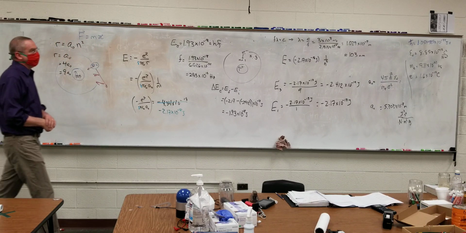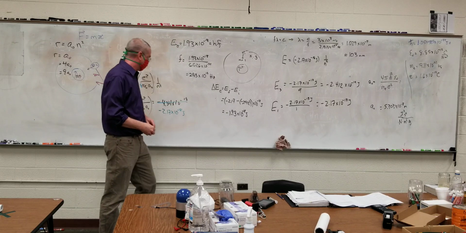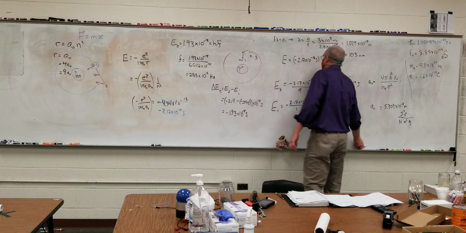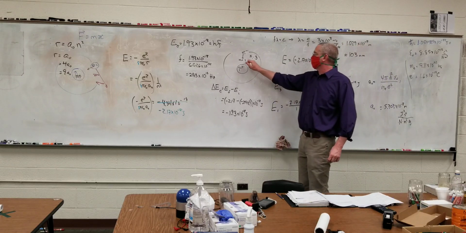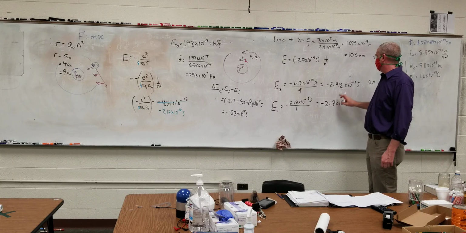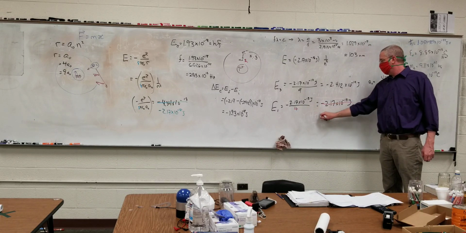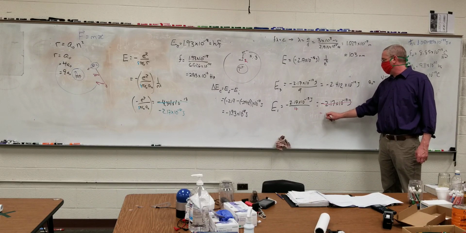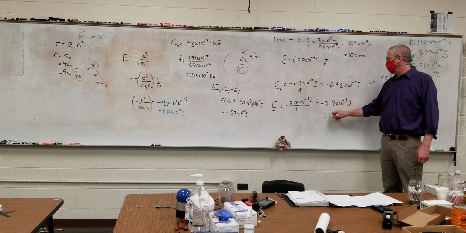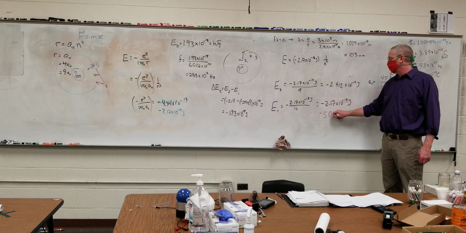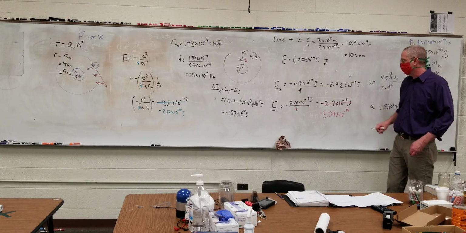But we do have, let's try another one. Let's go from 3 to 2. So if this goes from 3 to 2, that stays the same. This now is divided by 4. So negative 5.504 times 10 to the negative 19.